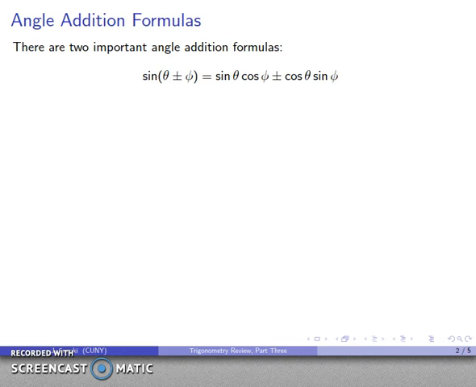The angle addition formula for sine, the sine of a sum or difference of two angles, is sine of the first, cosine of the second, plus or minus cosine of the second, sine of the first. And the plus or minus inside is the same as the plus or minus in the formula. And the cosine formula, the cosine of a sum or difference of two angles, is cosine cosine minus or plus sine sine. So here, if we have a sum as the angles, we have a difference of the two expressions.